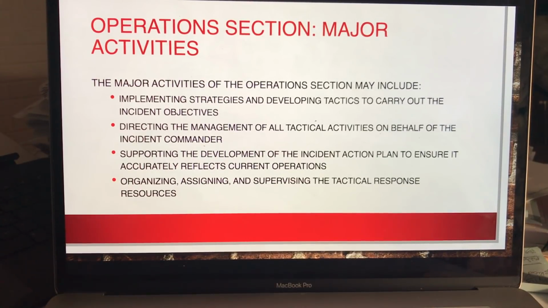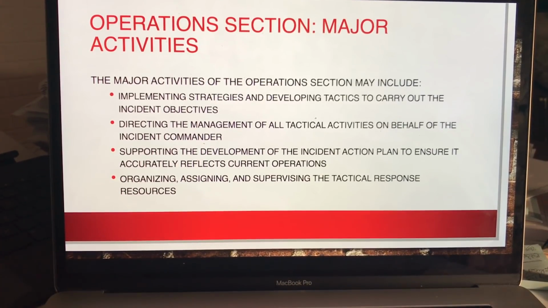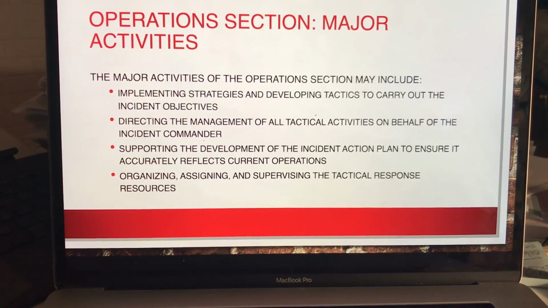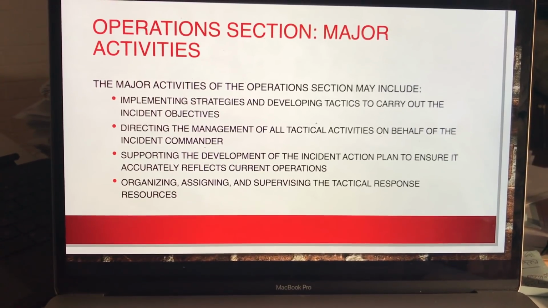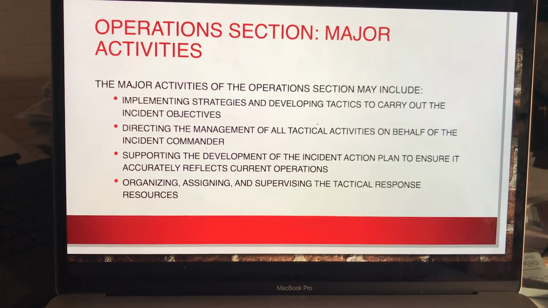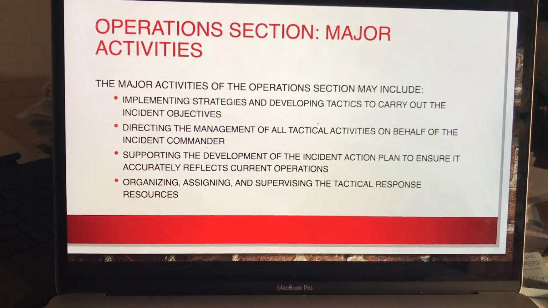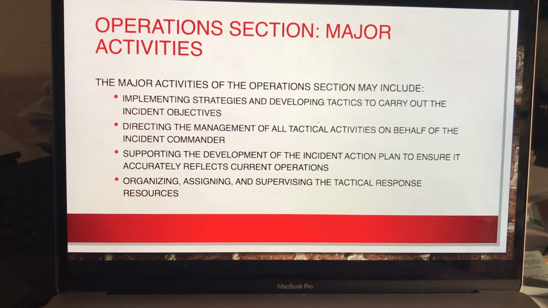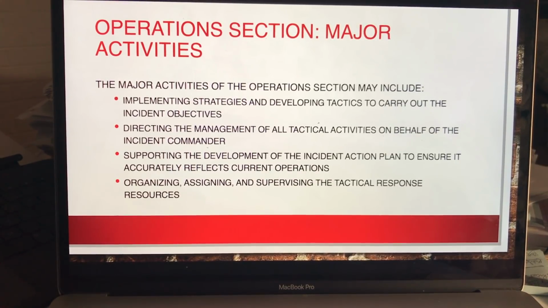Major activities of the operations section. Implementing strategies and developing tactics to carry out the incident objectives. Directing the management of all tactical activities on behalf of the incident commander.